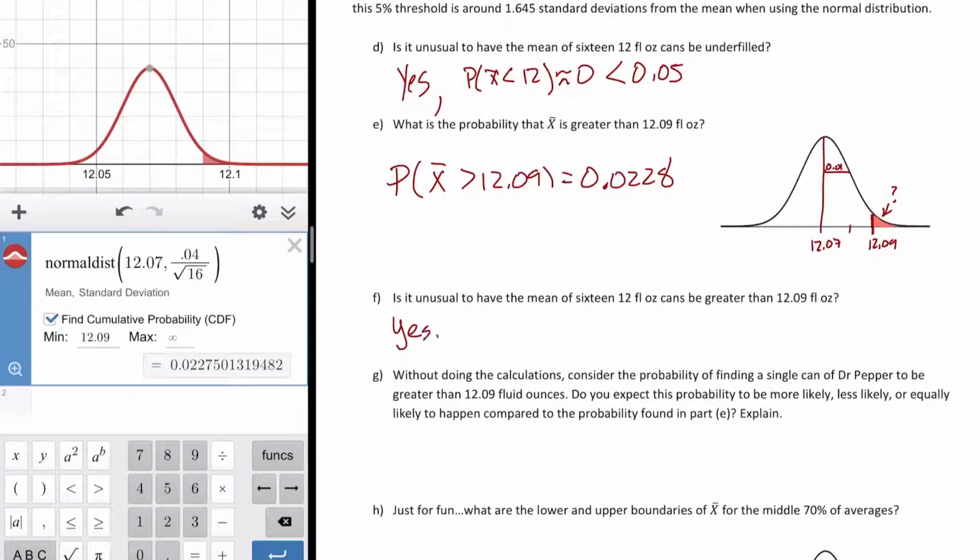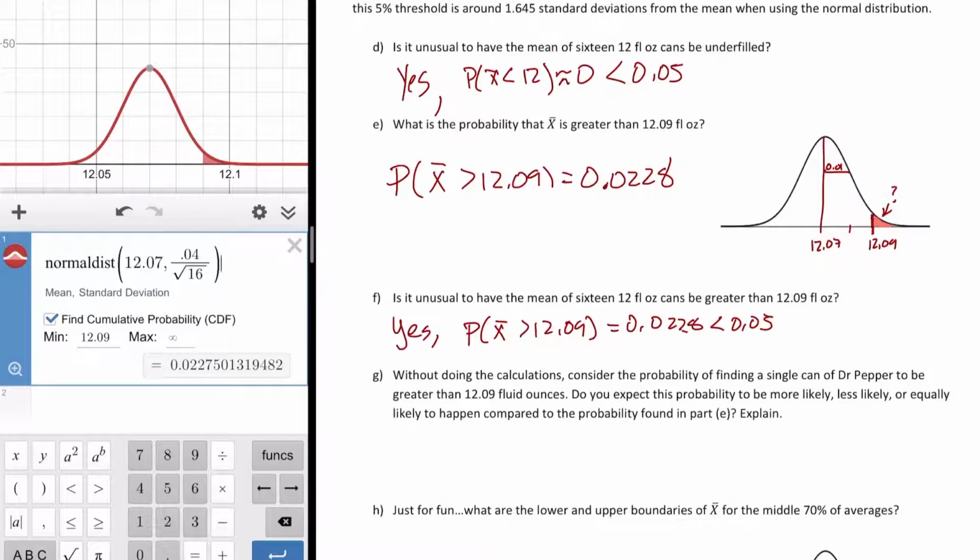All right, is it unusual to have a mean of 16 12 fluid ounce cans be greater than 12.09? Again, yes, because the probability that x bar is greater than 12.09 is 0.0228, which is less than 0.05. Now, if I would have said, what's the probability that I get an average of these 16 cans that's less than 12.09, is this surprising?